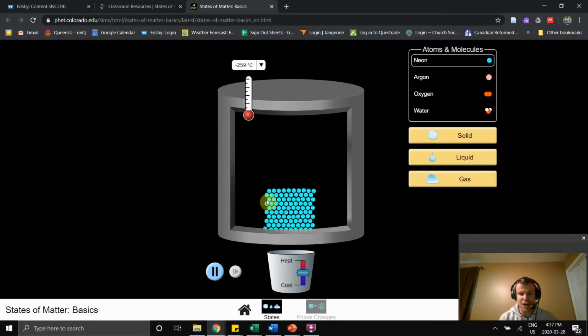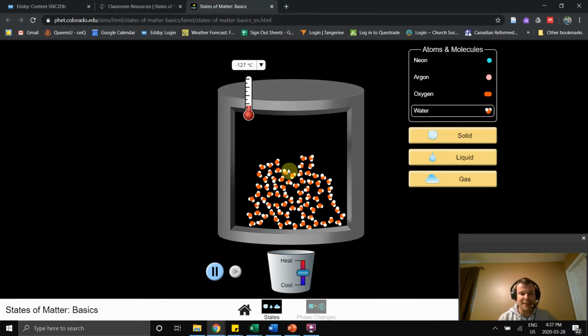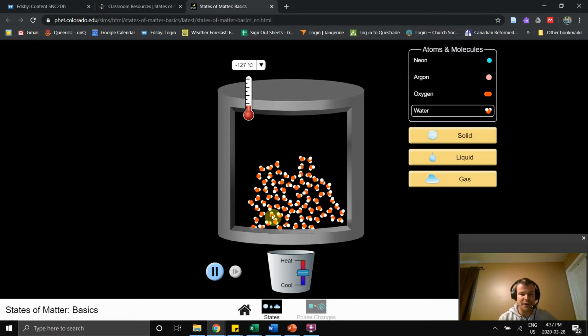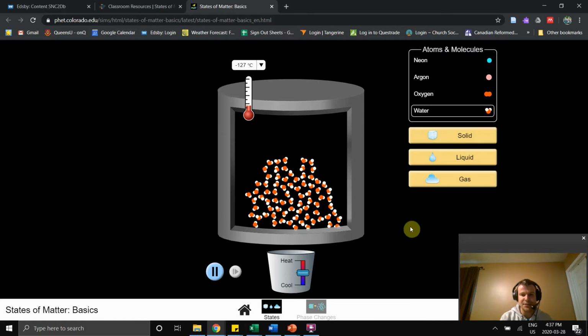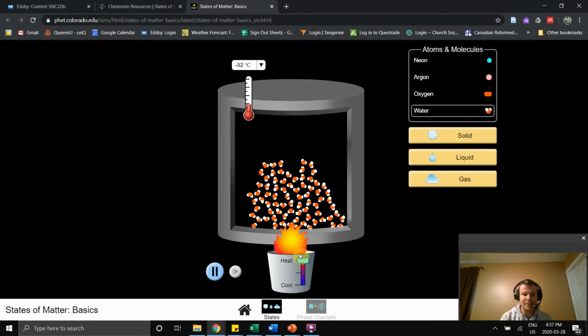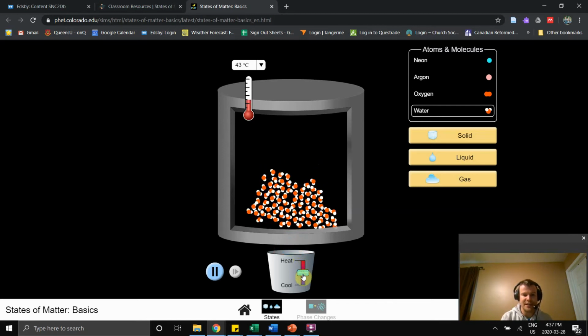Here we have a chunk of, it looks like neon. Let's do water. That's a little bit more relatable, but you can try the different ones. So here is a very cold chunk of water. This is what we would call a chunk of ice, and this is what the water molecules look like. This allows us to do a phase change by heating up the water. You can see the temperature gauge going up. So what happens when I heat the water up? Now it's at 43 degrees Celsius, and this chunk of ice is melting, basically.